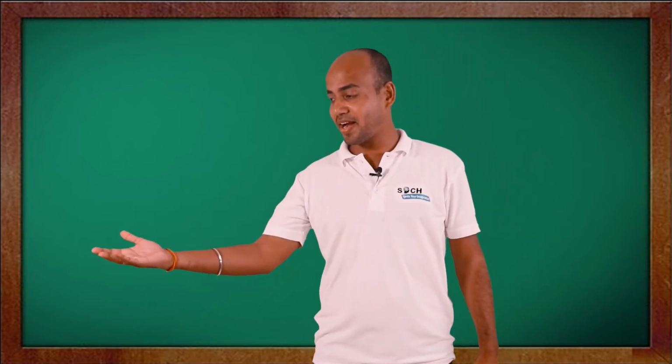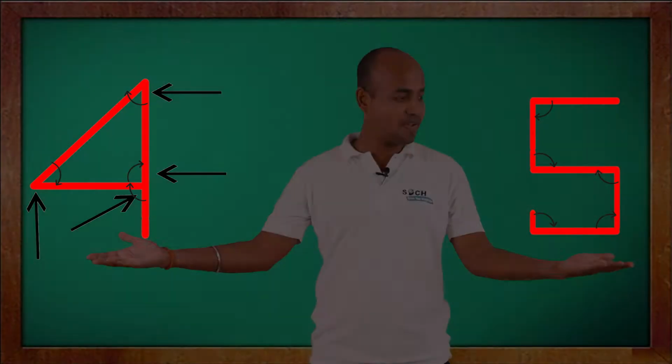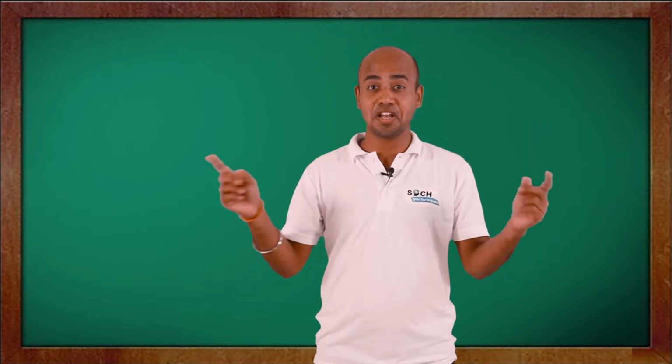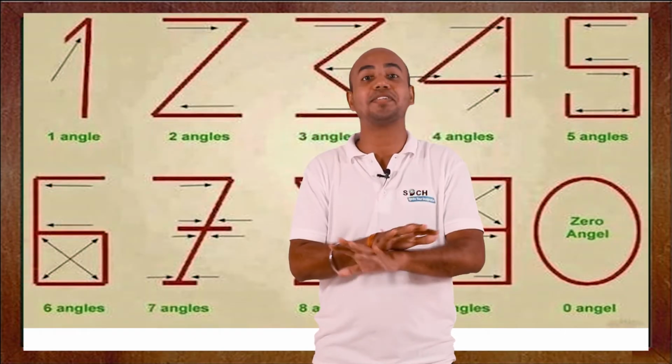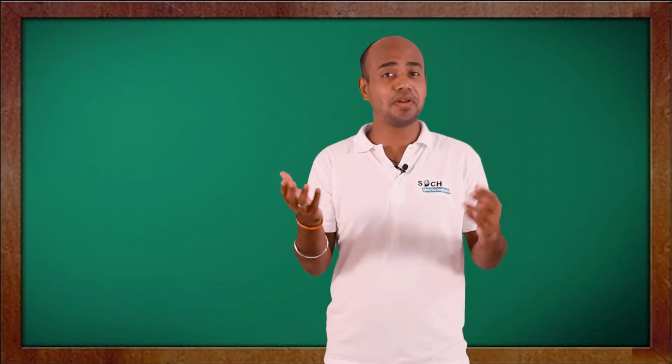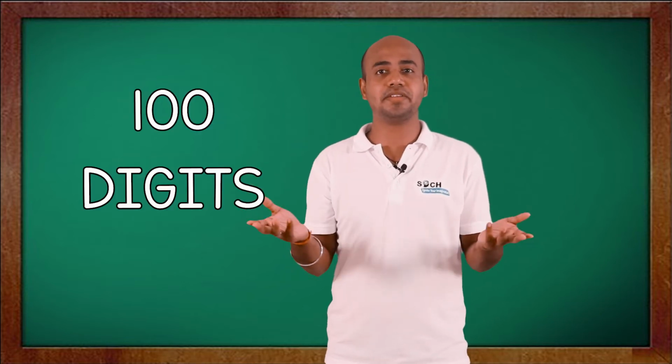Now, you must understand this 4 has how many angles? 4 angles, whereas 5 has 5 angles. Now, you must understand why 0 is written as 0, because it has no angles. I was just wondering, why only 10 digits? For that matter, it could have been 11, 13 or 100 digits.